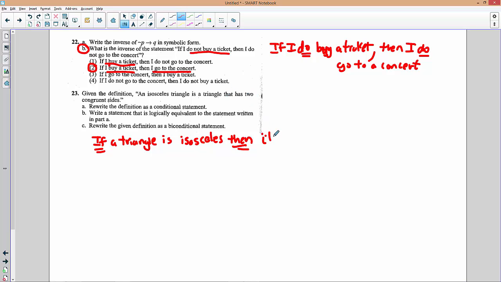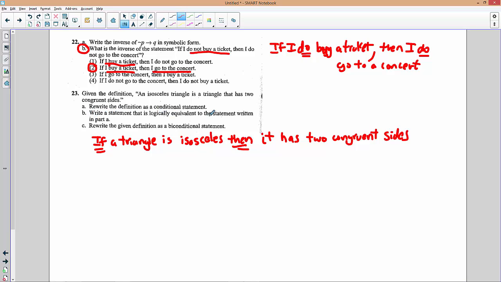Then it has, now you can say it, right? Now you can use a pronoun. Now you can say it because you used a noun at the beginning. So then it has 2 congruent sides. Okay, that's pretty easy.